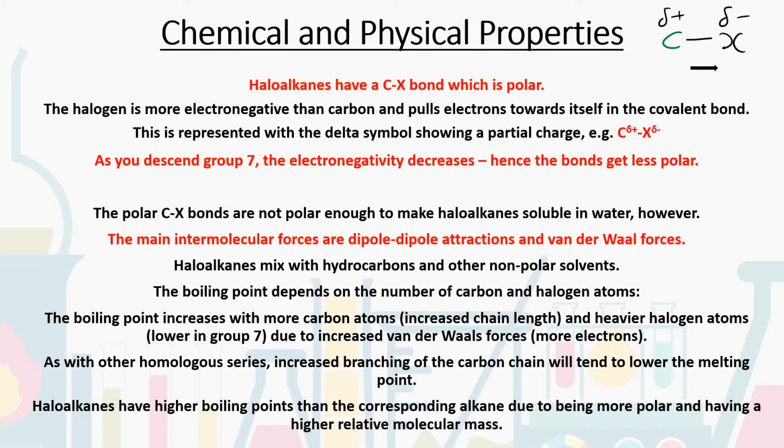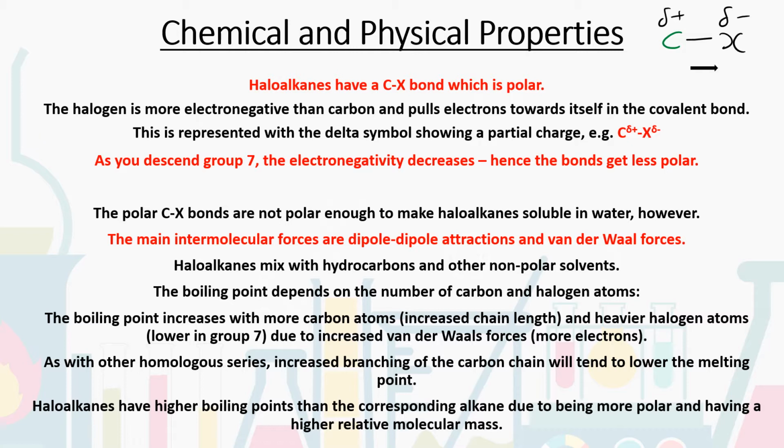So we can draw out our delta positive on the carbon, delta negative on the X, the halogen atom, and we have a dipole that I've shown with this arrow. Dipoles always go from positive to negative, and so our dipole goes towards the halogen atom, which is more electronegative. It pulls the electrons towards itself in that carbon-halogen covalent bond. And remember that the delta positive and delta negative show a partial charge.